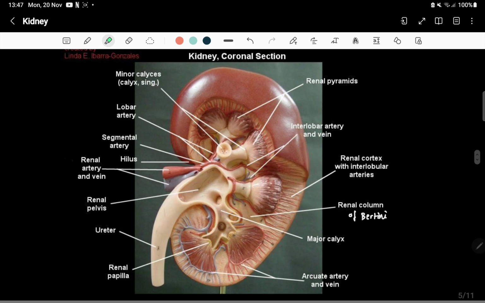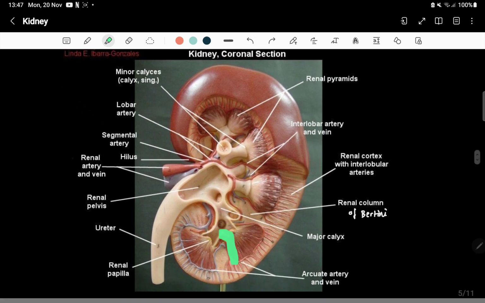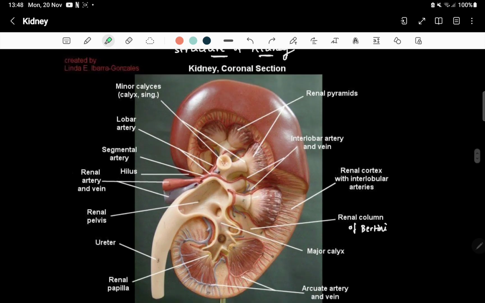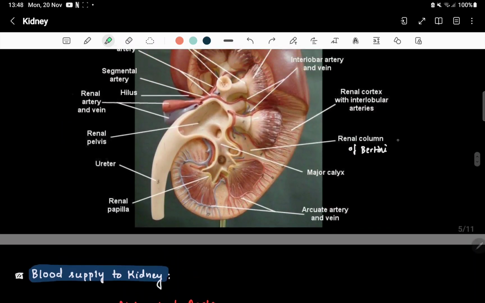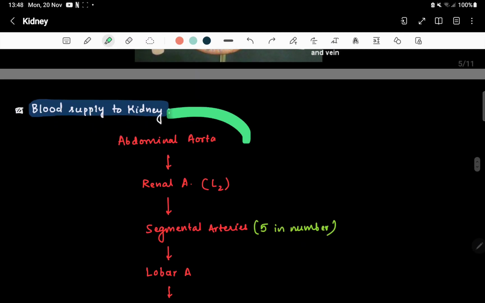Okay, and we have the renal pyramids also in the medulla part. These are of the medulla, and this is the medulla of the kidney. Inside is the medulla, and the extension of the cortex in the medulla is called the renal columns of Bertini.